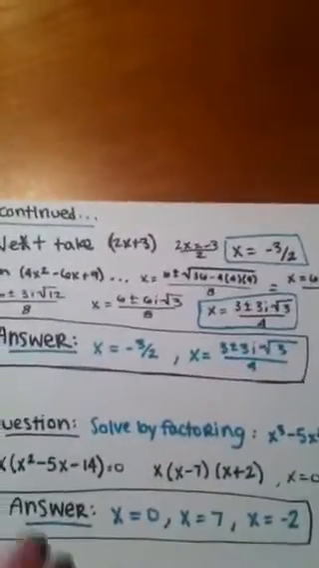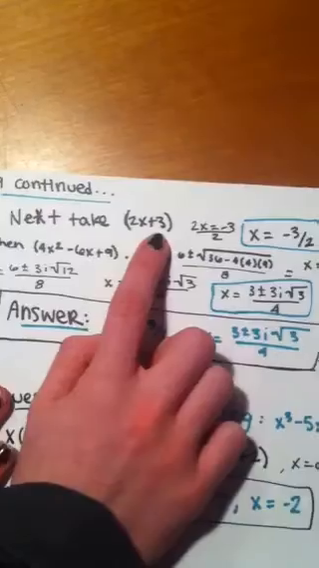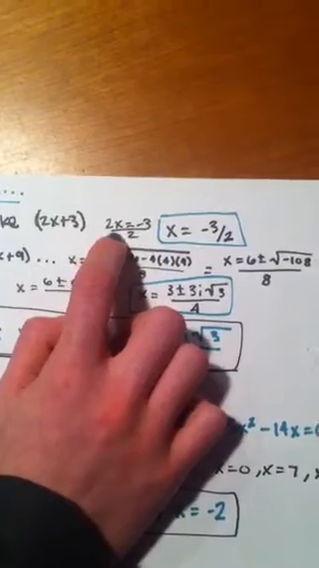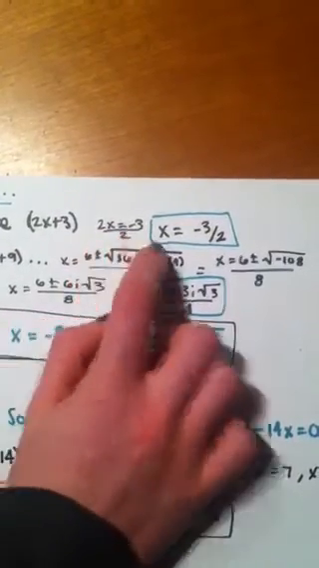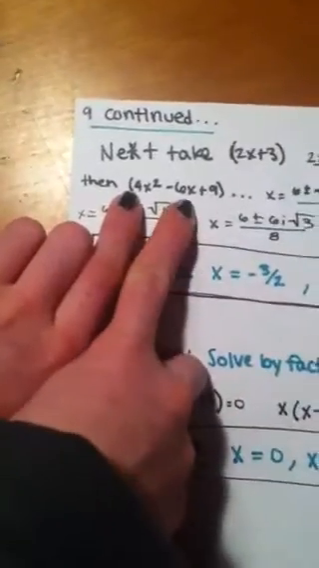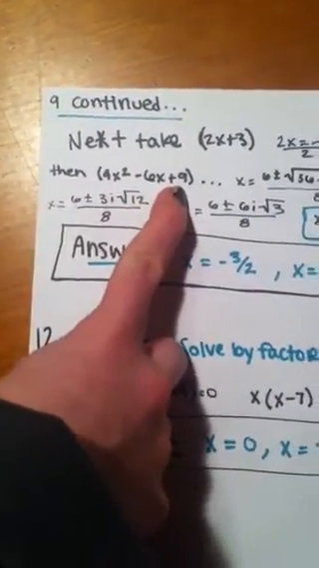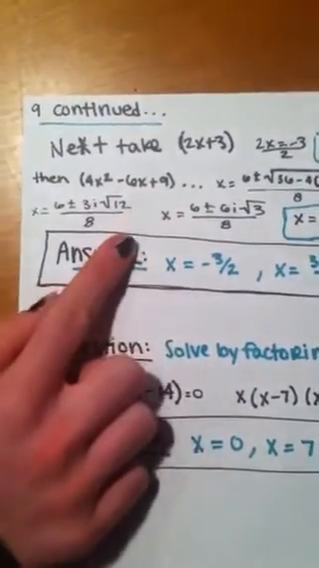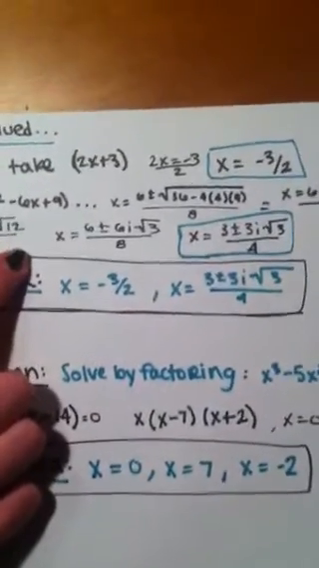Then you have to take these two parentheses, it's on the next page, and find out your roots and what x is equal to. So first you take 2x plus 3 and you subtract 3 from both sides, and you get 2x is equal to negative 3 over 2. X is equal to negative 3 halves, or negative 1.5. Then you take your next parentheses, 4x squared minus 6x plus 9. And for this one, you have to use the quadratic formula. X is equal to negative b plus or minus the square root of b squared minus 4ac all over 2a.